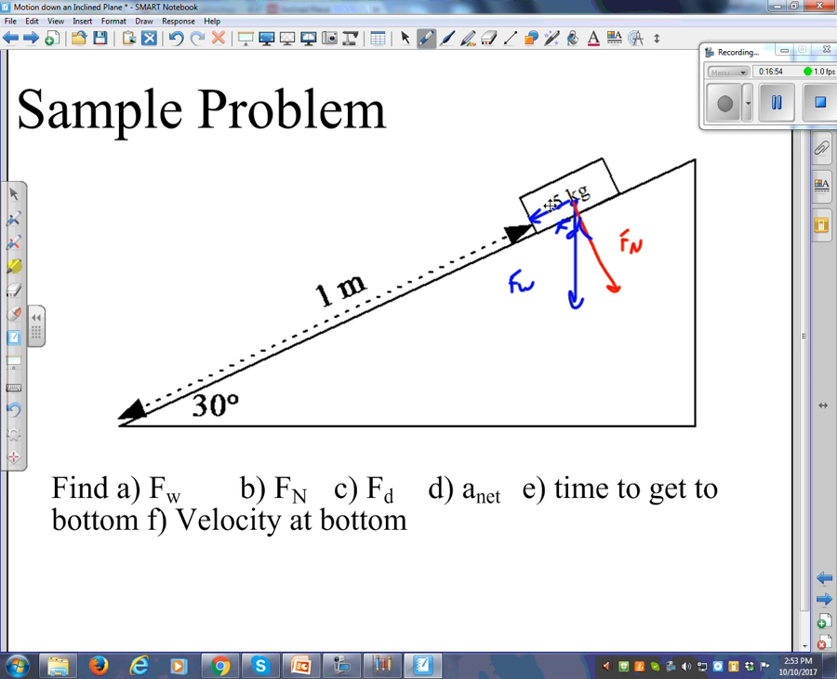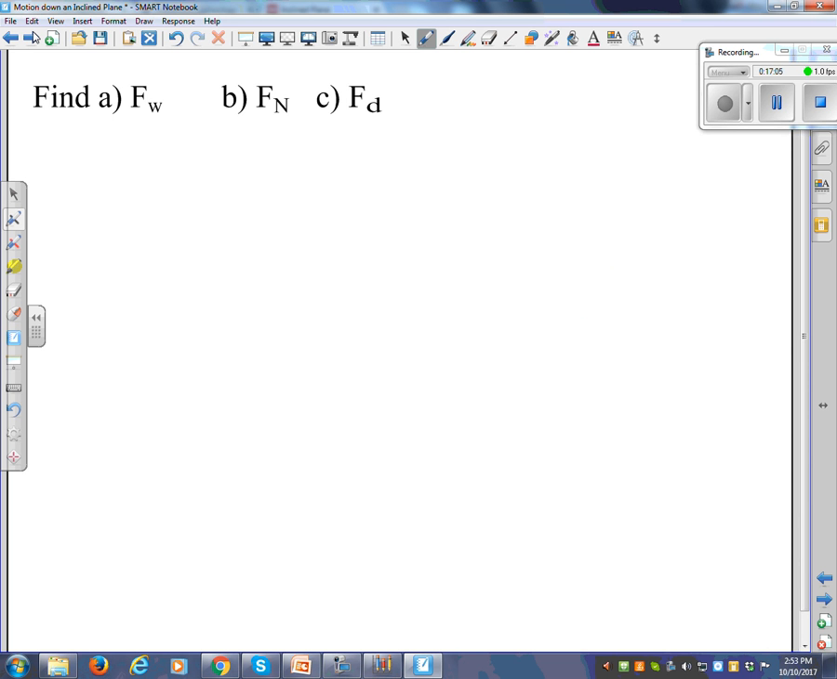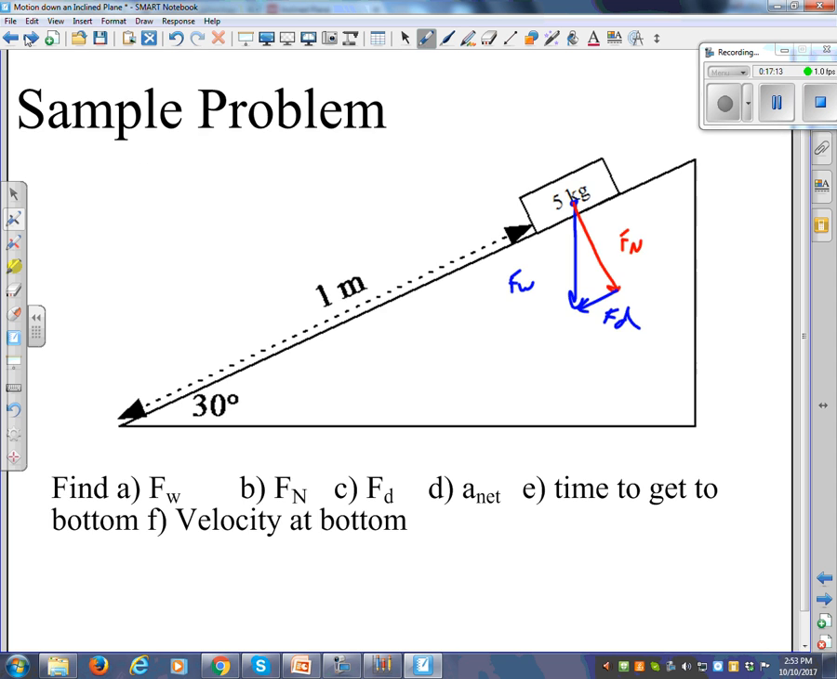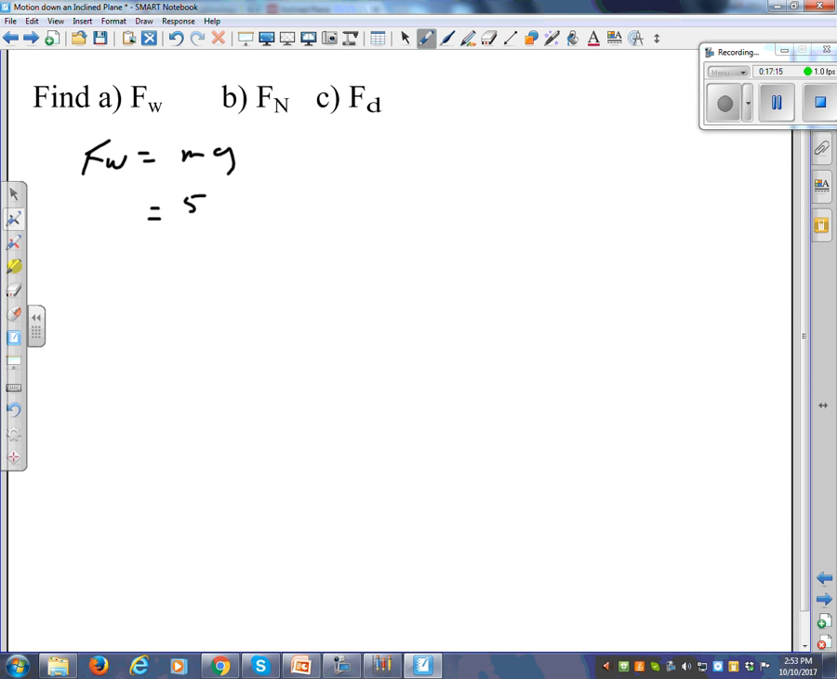I mean, the weight force is easy to find, right? Okay, so I've got to remember 30 degrees, 5 kilograms. That's all I need. So find the weight force. Fw is equal to mg. What did I say it was? 5. So 5 times 9.8.